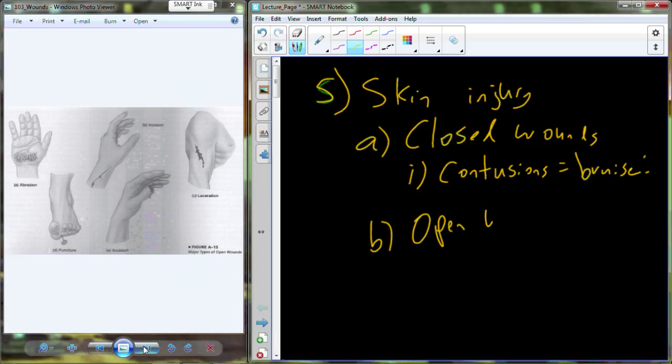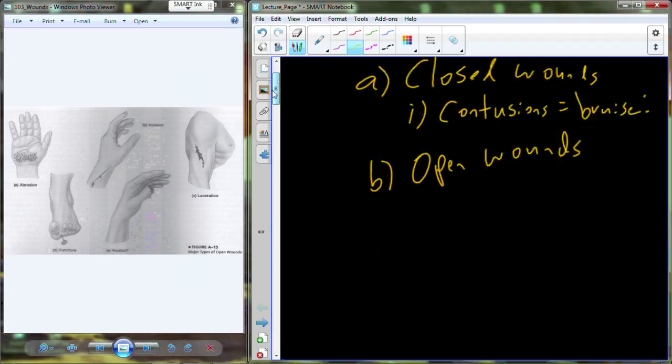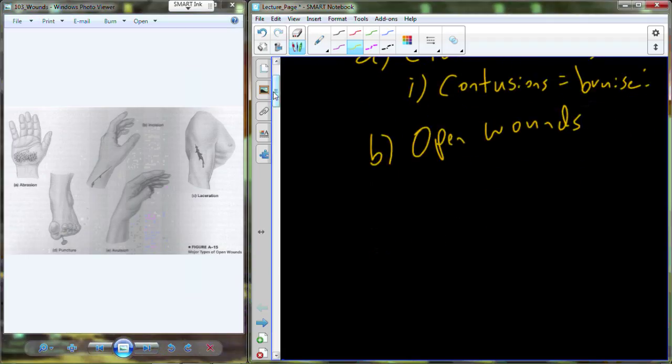We also have open wounds. And I want you to know about four different types of open wounds. And if you look on this figure, you'd say, oh, there's five different types. But what I'm doing here to get four is I'm including lacerations and incisions in the same class.